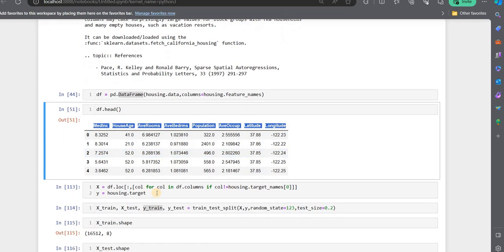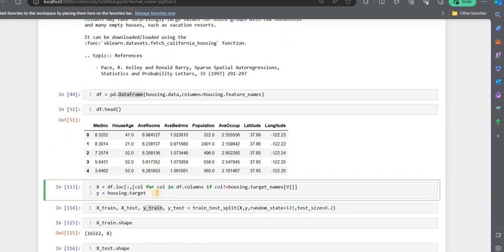And the target column. As I said, you have to divide your columns into X and Y. X are those feature columns by which we need to predict the price. You can see our target here is the price.